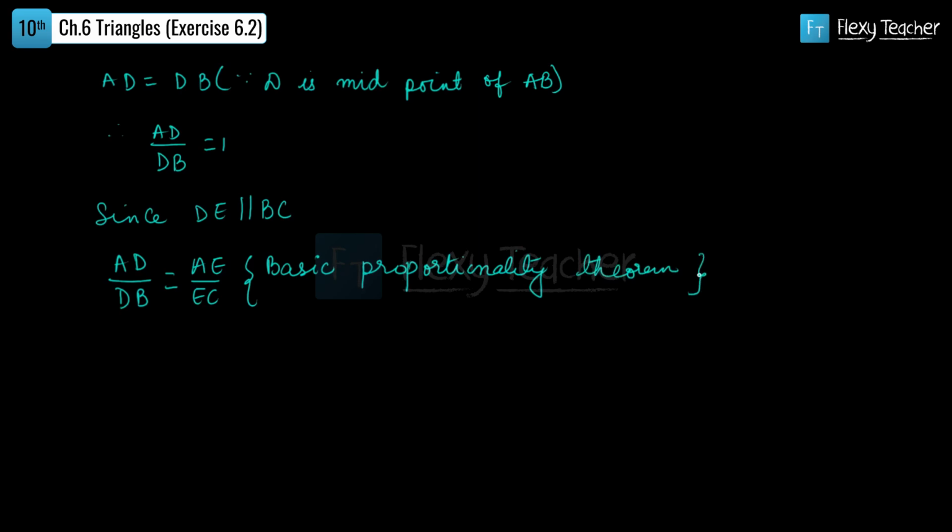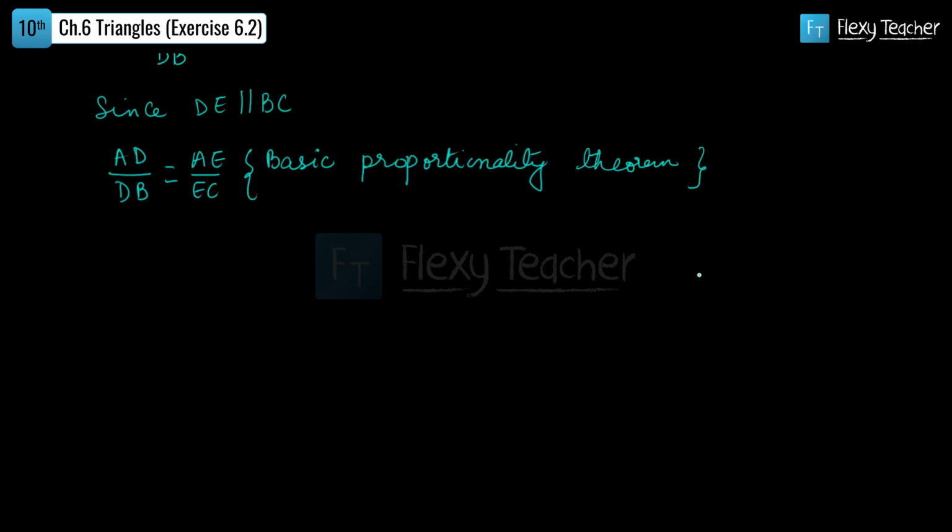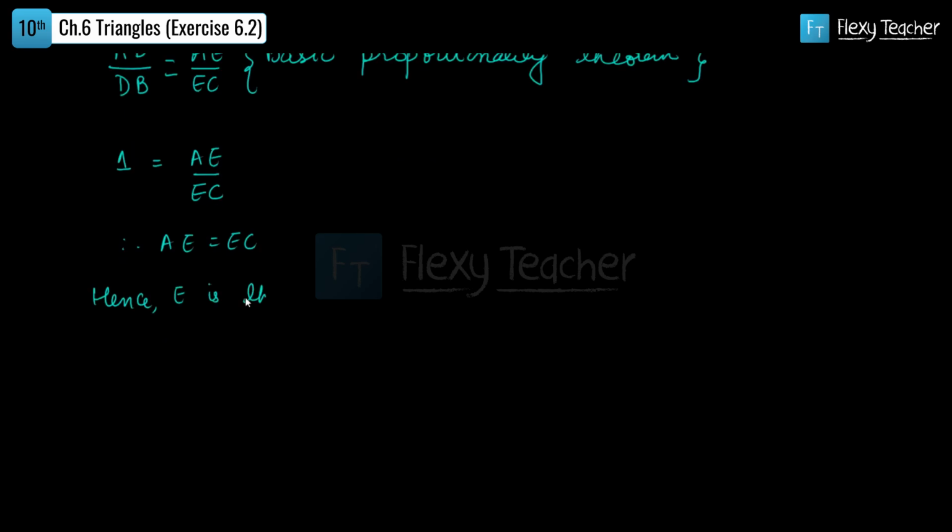Okay, now AD upon DB is equal to 1. So 1 is equal to AE upon EC. Therefore, AE is equal to EC. Hence proved that E is the midpoint of AC. Proved. हमने क्या प्रूव कर दिया? हमने AE is equal to EC प्रूव कर दिया and hence E is the midpoint of AC.